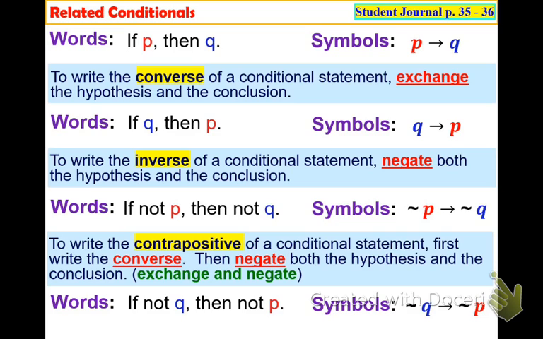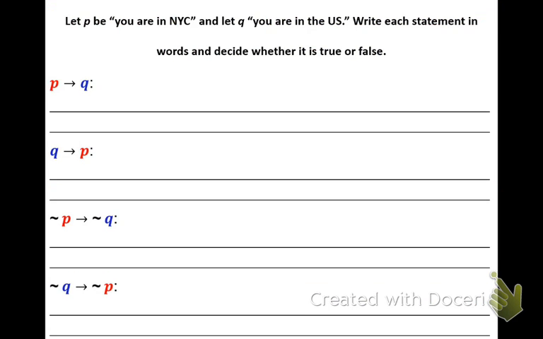We're going to do the sentence at the bottom of the page. This one will make sense. Promise. Ready? So, you see this at the very bottom. Let P be you are in New York City, and Q be you are in the U.S. Write each statement in words and decide whether it is true or false.